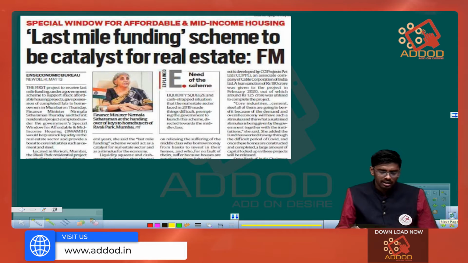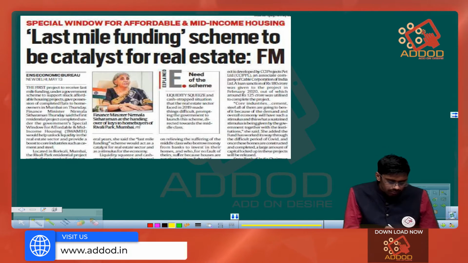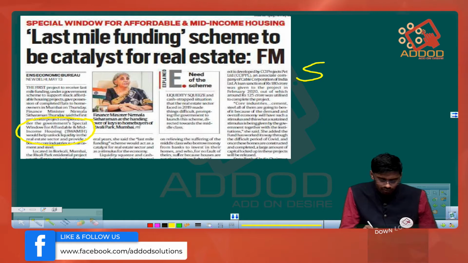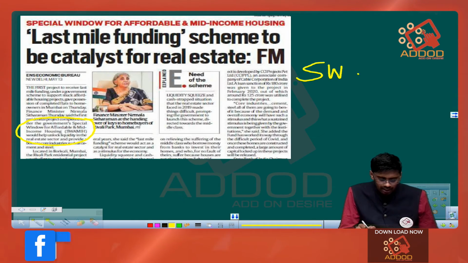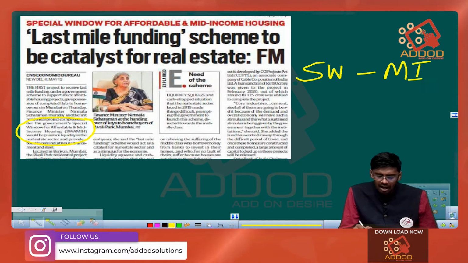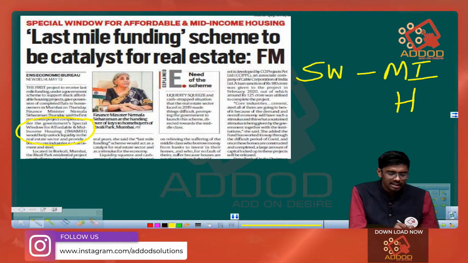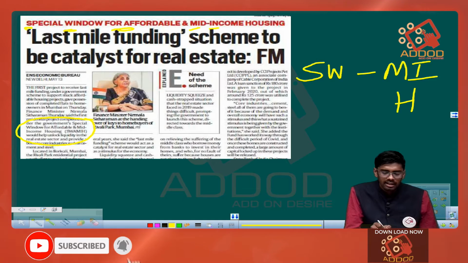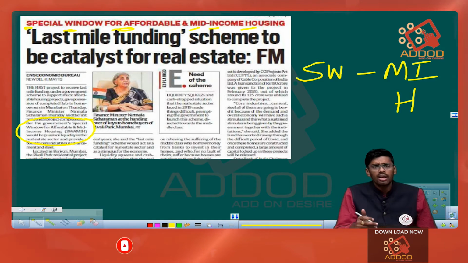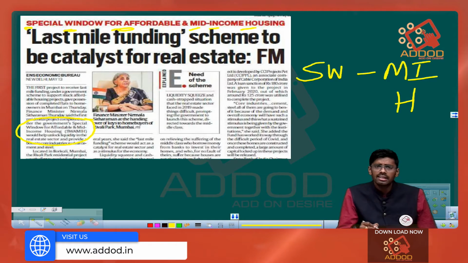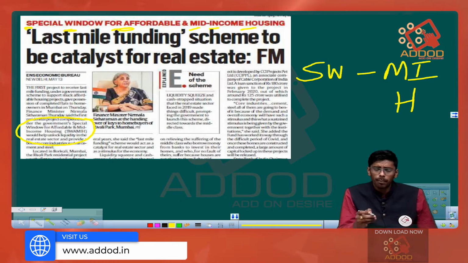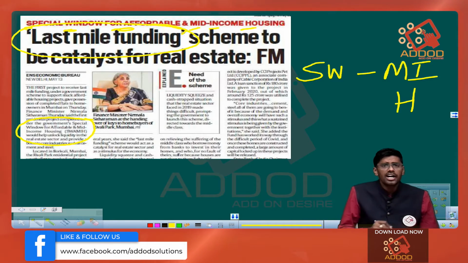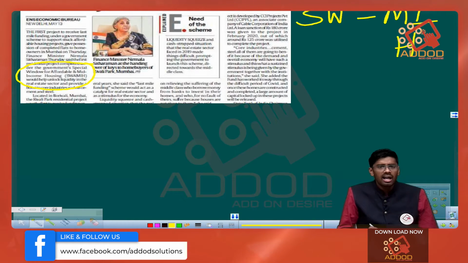Next, we have an article talking about a scheme called the Special Window for Affordable and Middle Income Housing. So you can see the scheme, Special Window for Affordable and Middle Income Housing. This is a union government scheme, and this is to provide last mile funding. What do you mean by last mile funding?